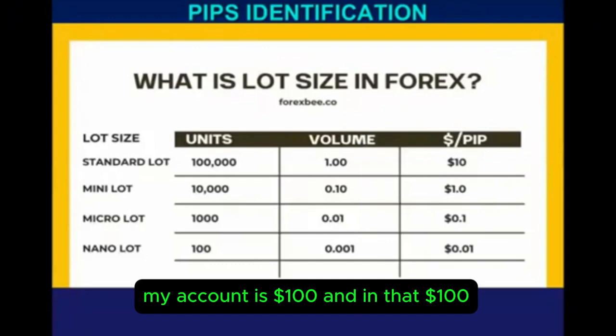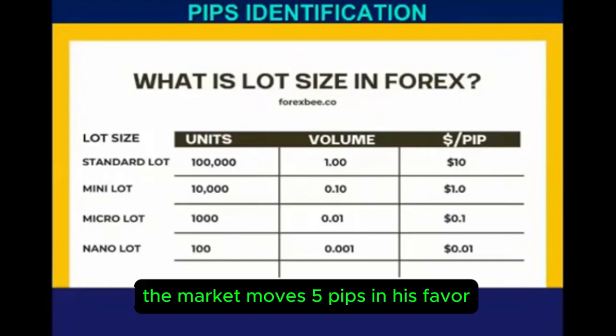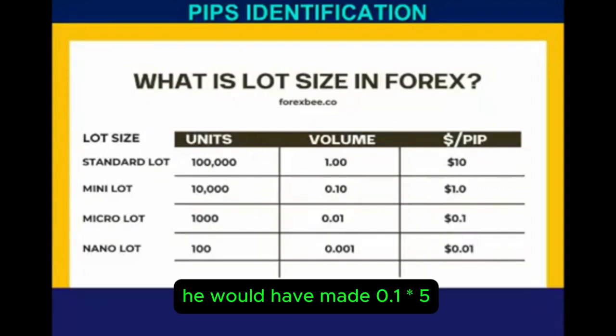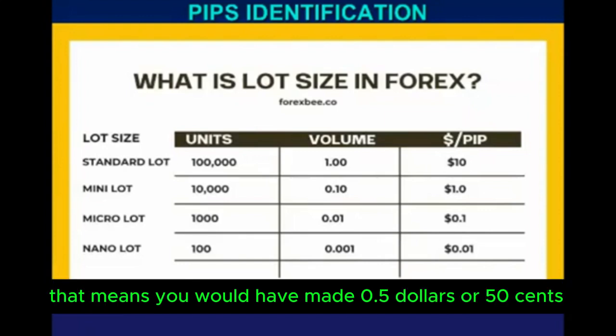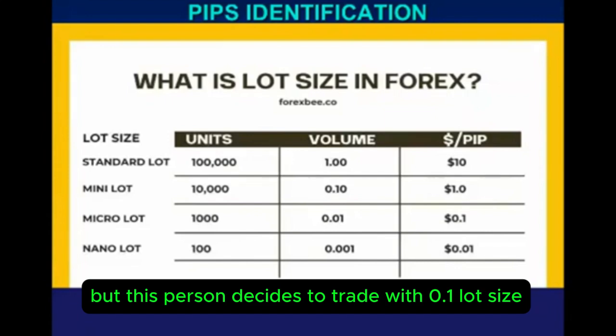In that $100, somebody is trading and he used 0.01 lot size. The market moves 5 pips in his favor. Just 5 pips in his favor. How much would he have made? He would have made 0.1 times 5. That means he would have made $0.5 or 50 cents.